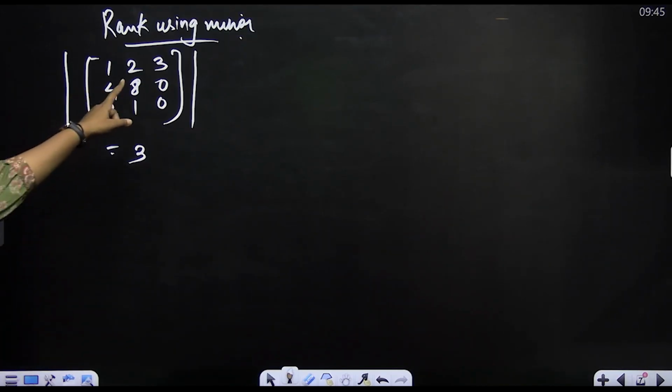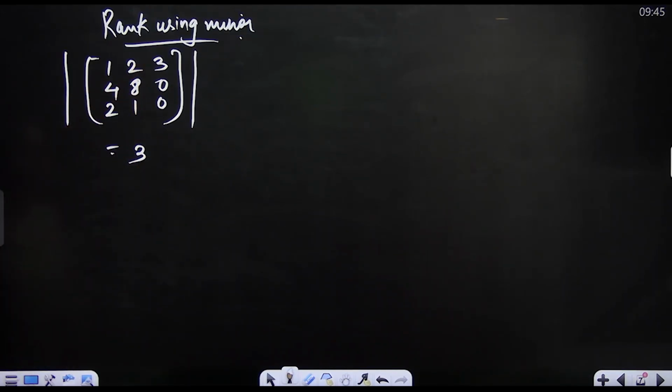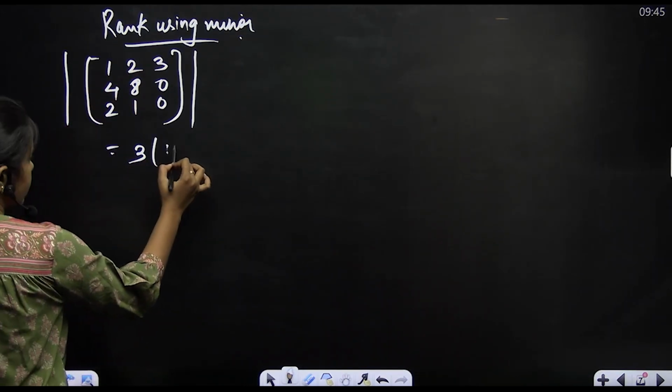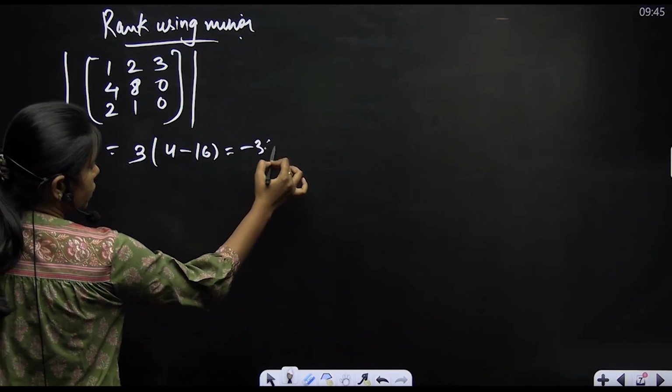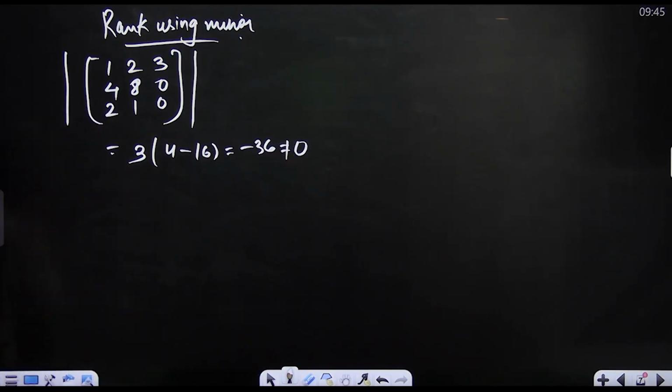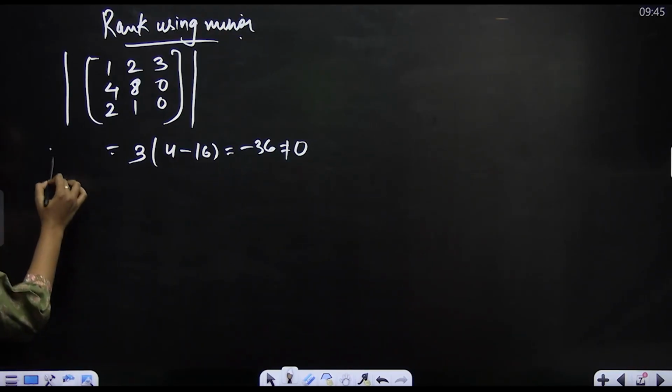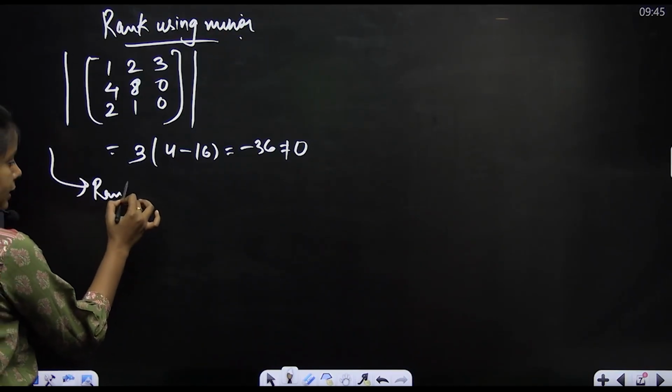I am expanding this corresponding to it. 4 minus 16 minus 36 is not equal to 0. So the rank would be 3 here. Rank is 3. I can directly say that the rank is 3.